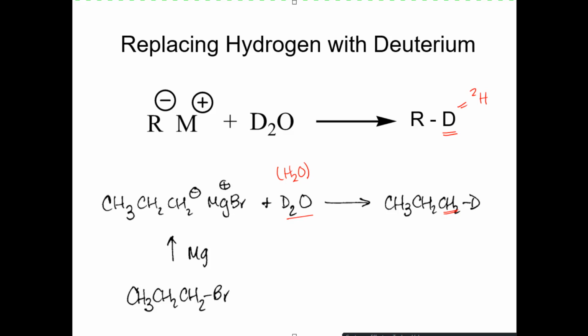So you could take 1-bromopropane and react it with magnesium to make the Grignard. Normally, reacting a Grignard with water would be a bad idea, but in this case, reacting it with D2O simply causes the hydrogen to be replaced with deuterium, and so sometimes that's done. Normally we don't want to, what I call, quench the Grignard with water. But if our intent is to replace a hydrogen with a deuterium, we could certainly do that.